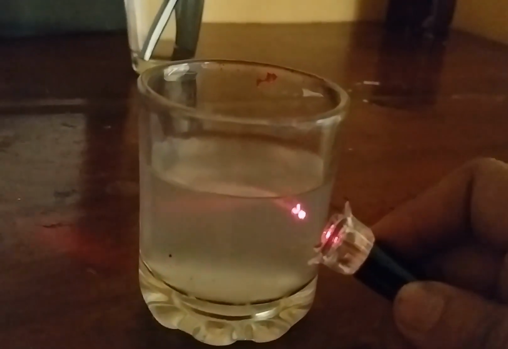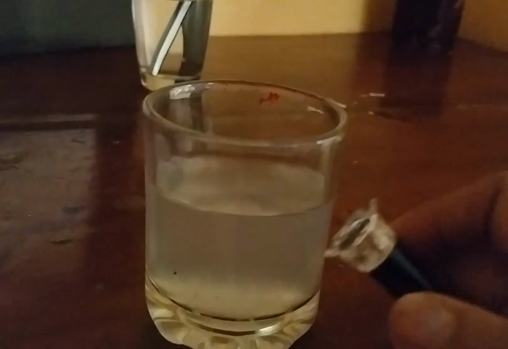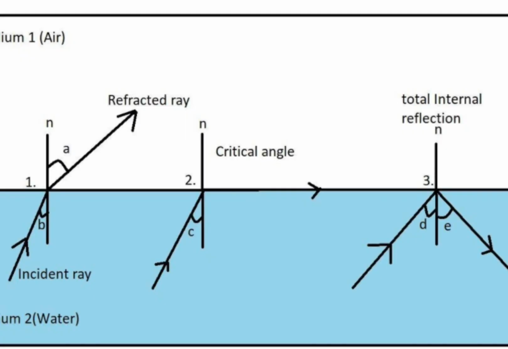To observe it, this is the diagram for total internal reflection, showing how light travels from a denser medium to a rarer medium. Here starch water is the denser medium and air is the rarer medium. So when light is incident at the surface of the water, what happens? In the first figure we can observe that it is refracted.